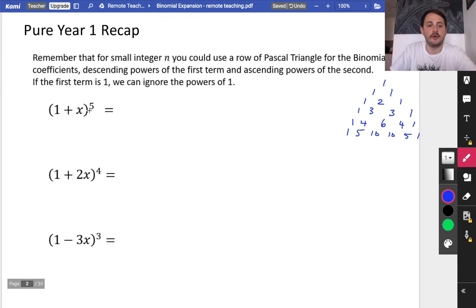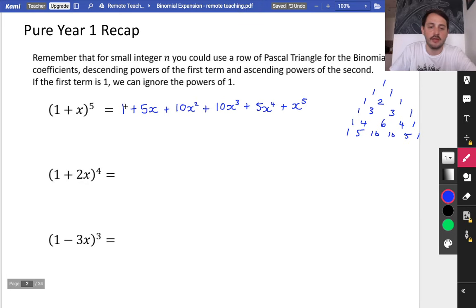So for this first one, it's nice and easy. It would be, first of all, 1 to the power of 5, so it's just going to be a 1. Then we've got our next binomial coefficient, which is 5 from this row, and that's going to be 5x, so we're increasing the power of x. Then the next one we would have 10, increasing the power of x again. Then another 10, then a 5, each time increasing the power of x again. And then our last one is just the 1 coefficient, which is x to the power of 5. So you can see you've got 1, 5, 10, 10, 5, 1.